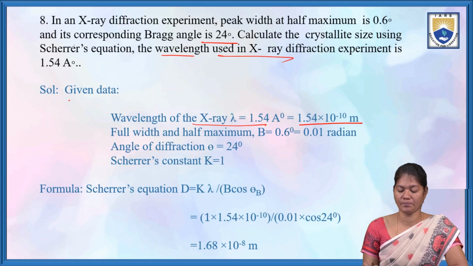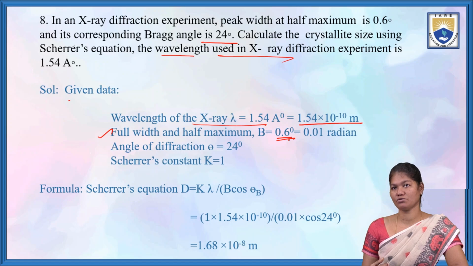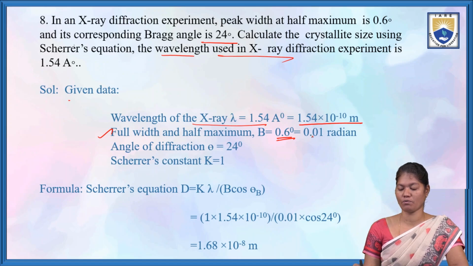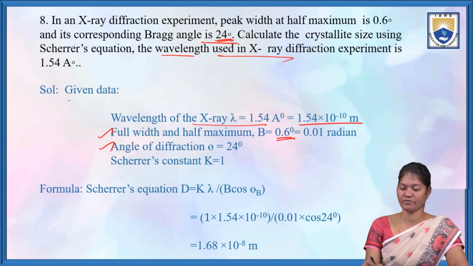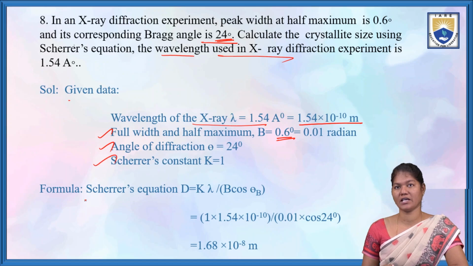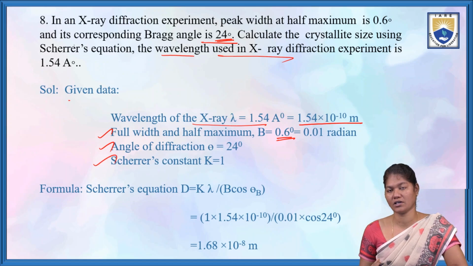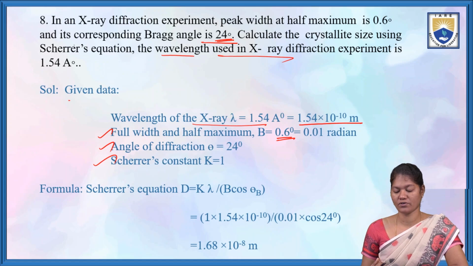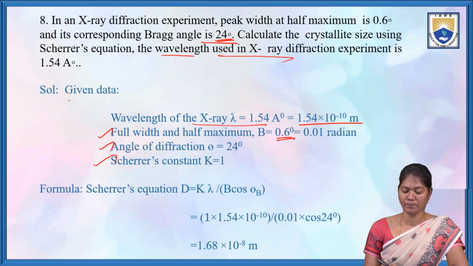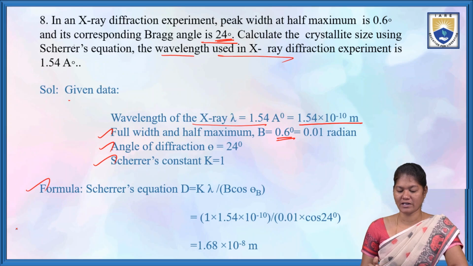The full width at half maximum B is equal to 0.6 degrees. When converted into radians, it is equal to 0.01. The angle of diffraction theta is equal to 24 degrees, and the Scherrer constant K is equal to 1. For crystalline solids K is equal to 1.